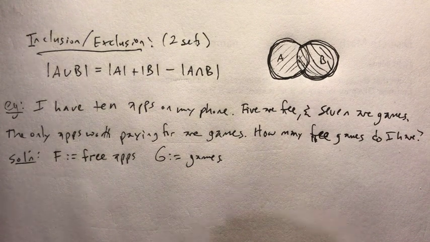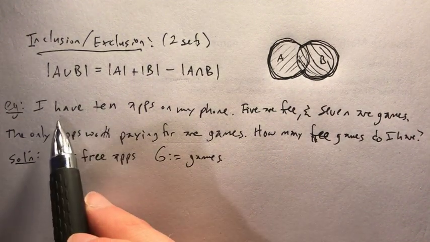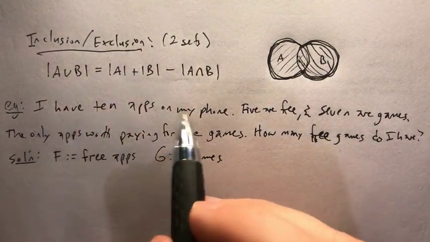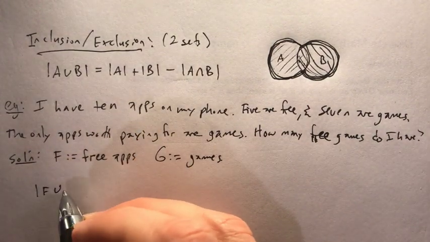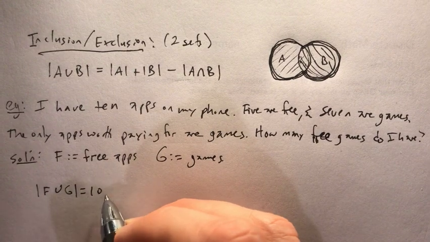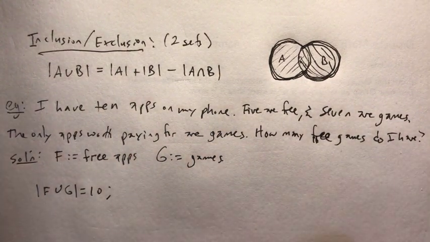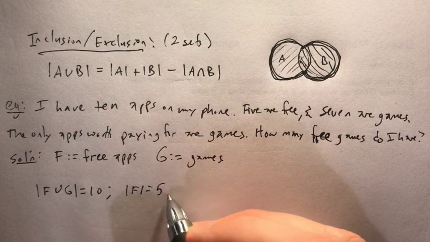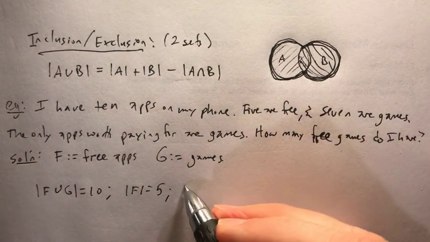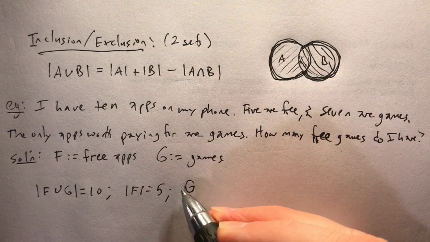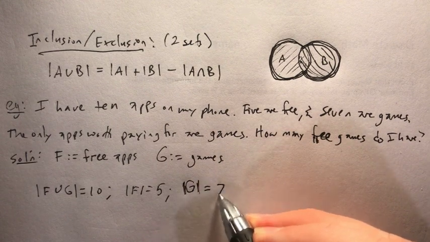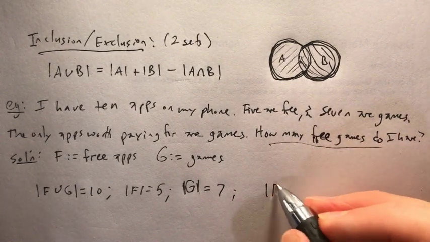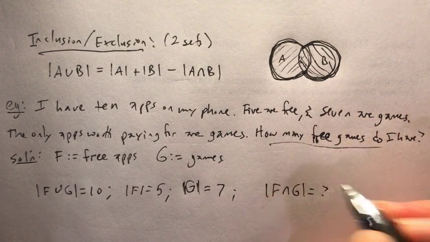Okay, well, I have that I have 10 total apps, so I know from this first fact that the size of F union G is equal to 10. Okay, 5 are free, so the size of F is equal to 5. 7 are games, so the size of G is equal to 7, and I want to find the size of F intersect G.